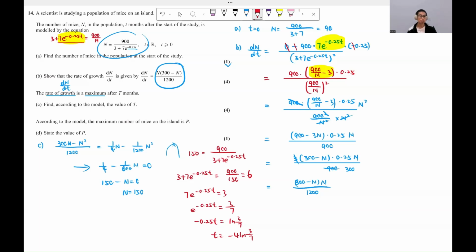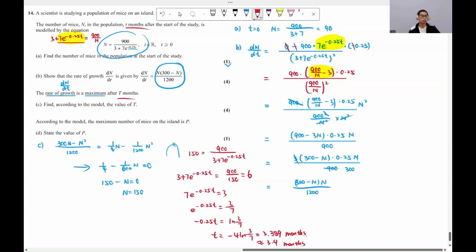And then they didn't say leave as exact value, so we can just type in the calculator to find the actual number as a decimal. So negative 4 ln 3 over 7 would be equal to 3.389. And then the units is months. So months. We can round it to 3.4 months as well.